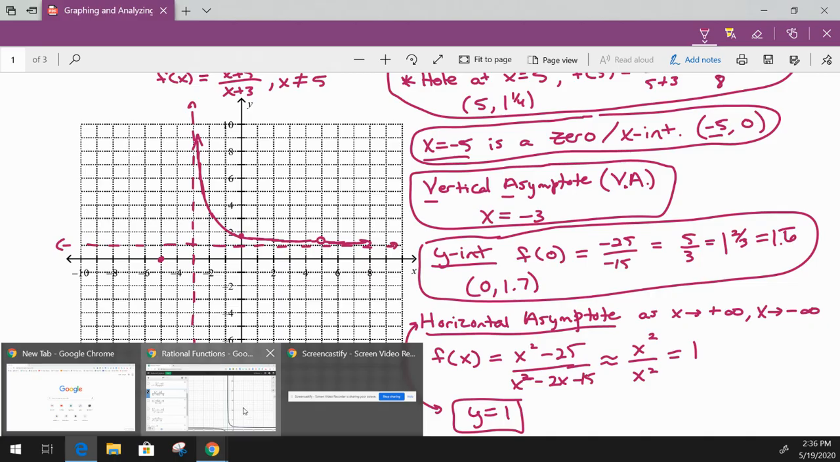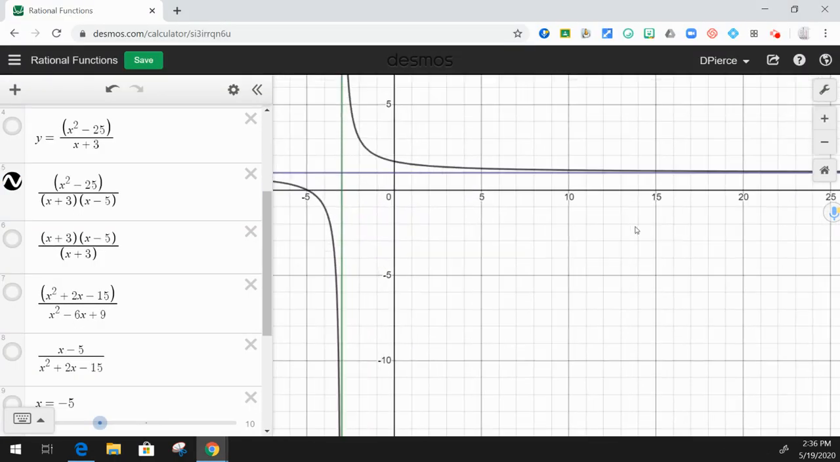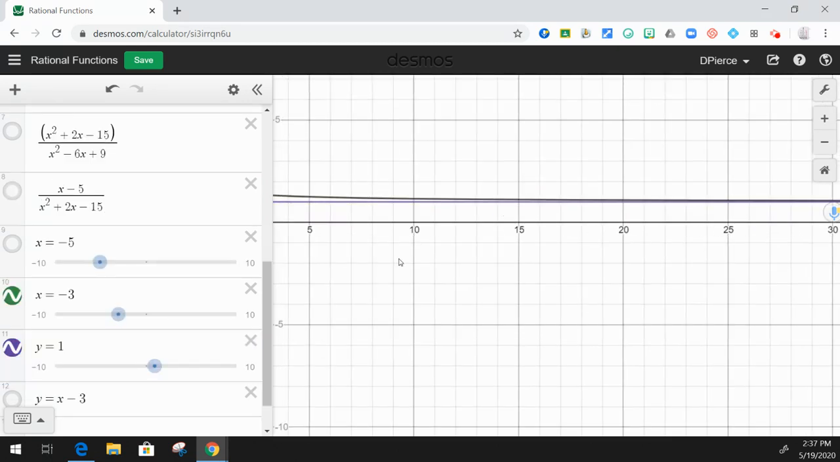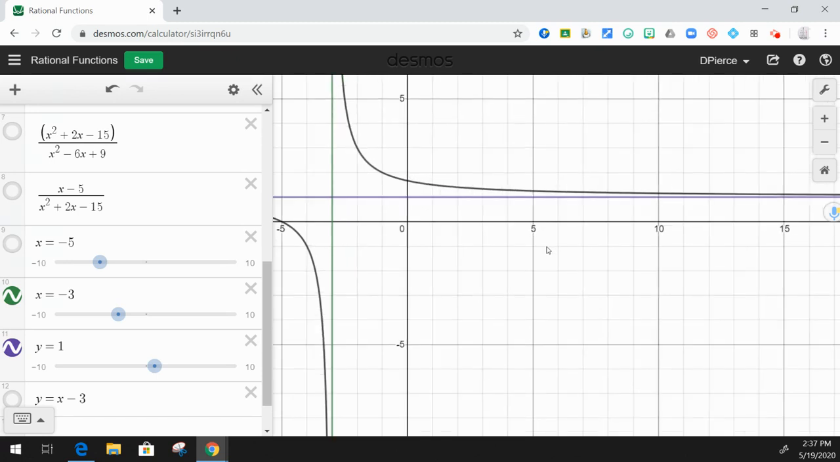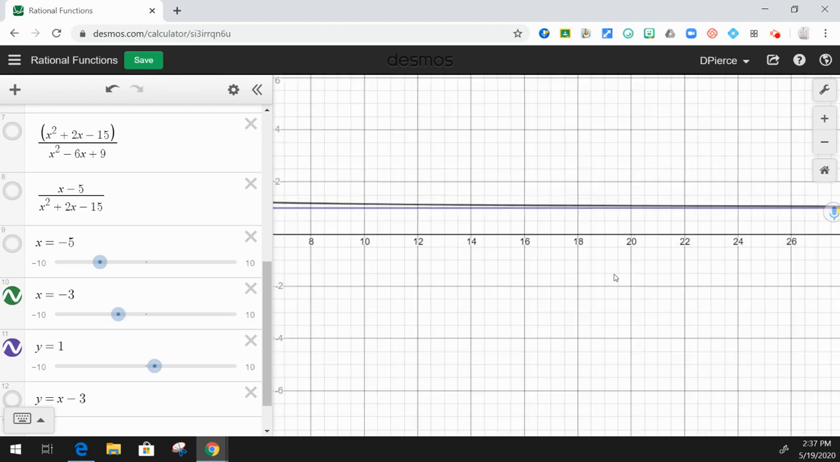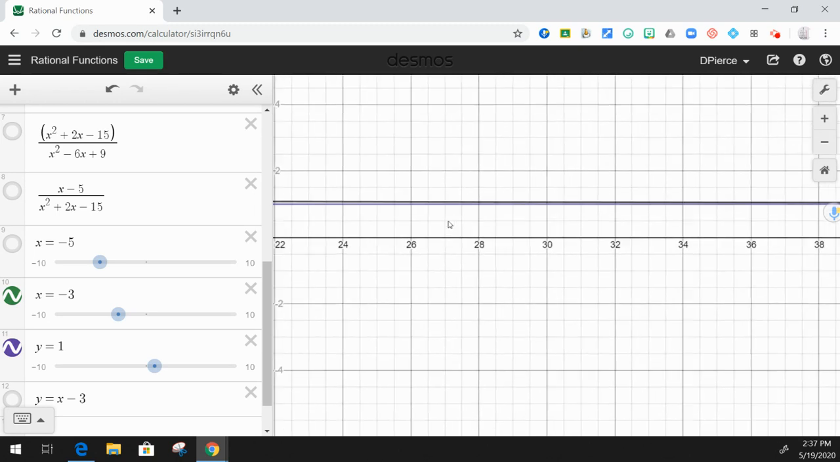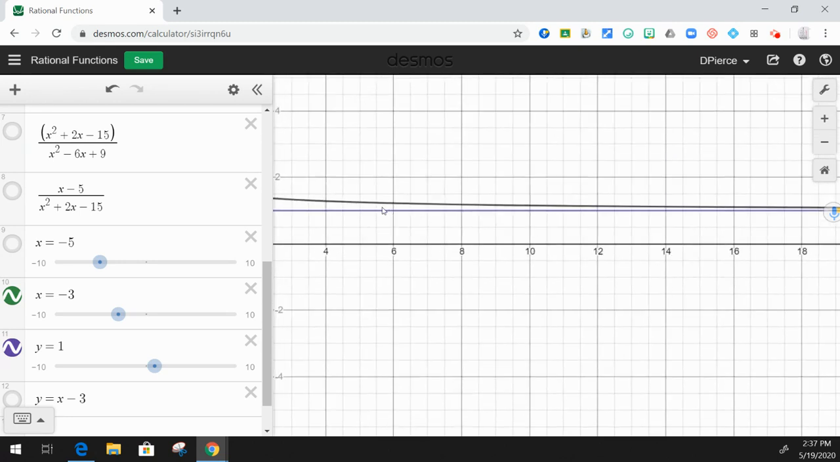Again, we can look at that on our Desmos screen here. If we're looking at this branch off to the right, you can see that it kind of changes direction here. It's getting closer and closer to the purple line. That purple line represents the line y equals 1. As we zoom in, you can see that the purple line is always below that black line, so it is getting closer and closer to it.